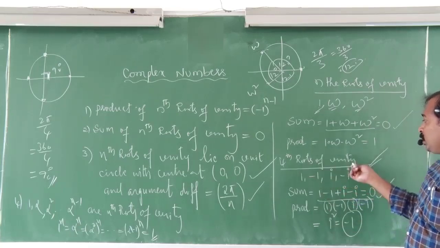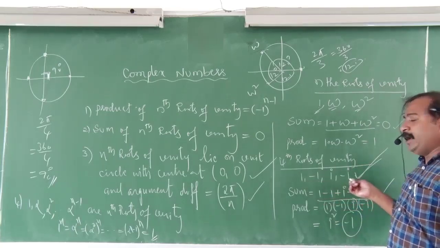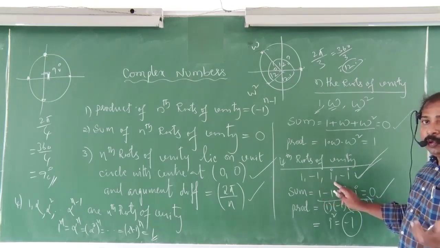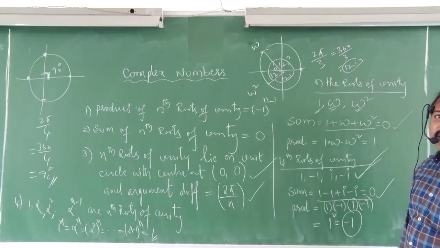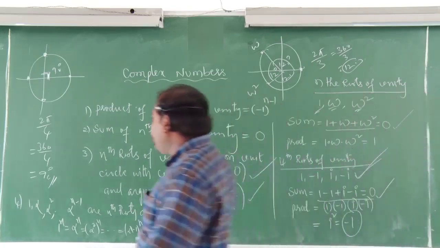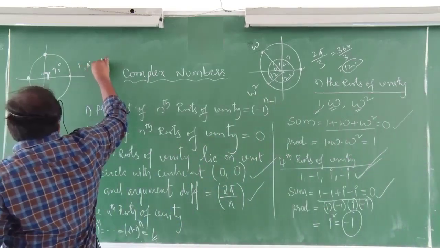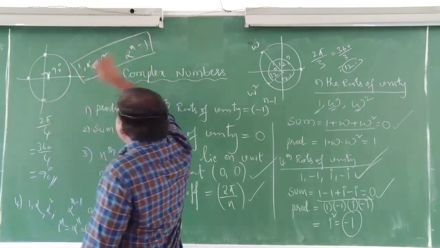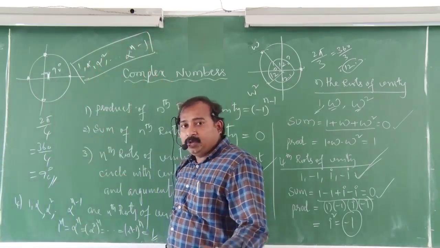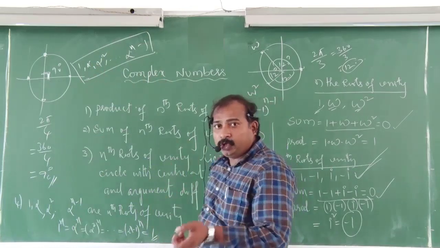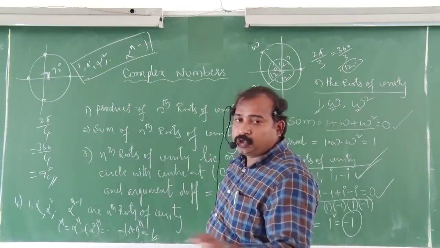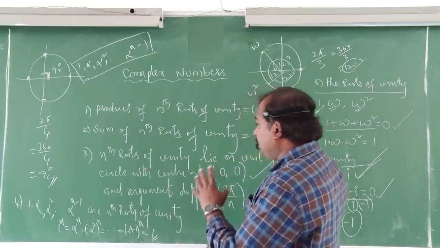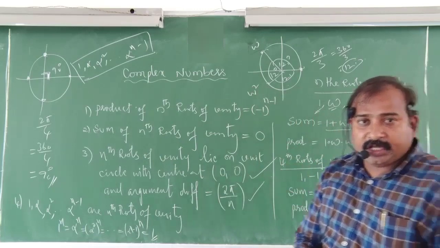Here, what are the fourth roots of unity? 1, minus 1, i, minus i. 1 power 4 is 1, (minus 1) whole power 4 is 1, i power 4 is 1, (minus i) whole power 4 is 1, like that. Similarly, if you take 1, alpha, alpha square, and so on up to alpha power n minus 1 as the nth roots of unity, then automatically 1 power n is equal to alpha power n, equal to (alpha square) power n, up to (alpha power n minus 1) whole power n, which is equal to 1. So these are the properties of the nth roots of unity.